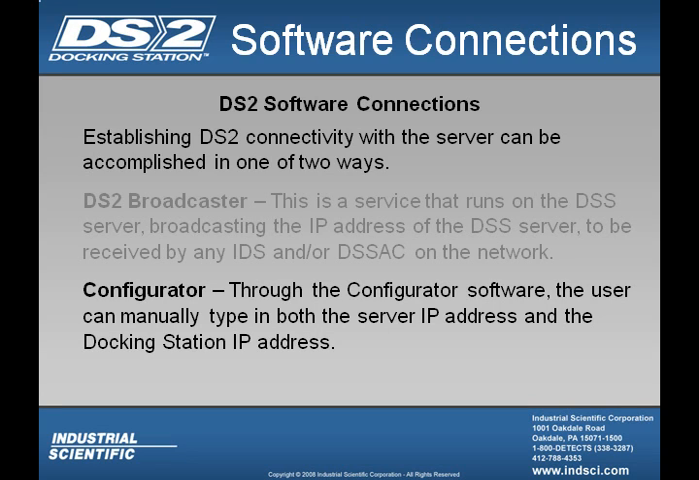Now for those who are uncomfortable with having DS2 Broadcaster broadcasting out over their open network, they can then use something called Configurator in its place. Through Configurator software, the user can manually type in both the server IP address and the docking station IP address.